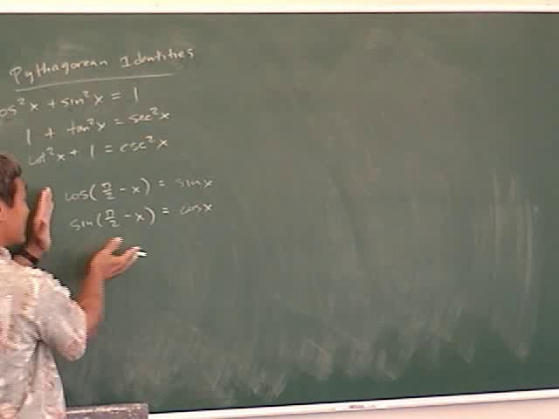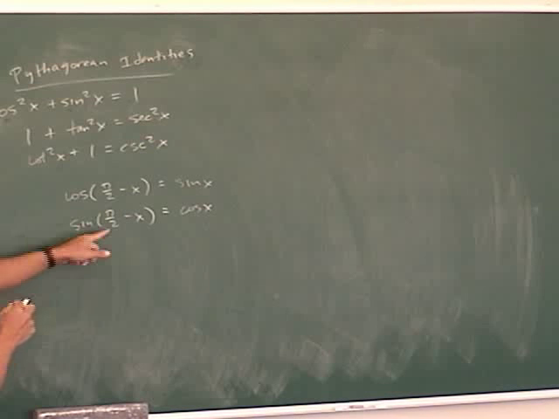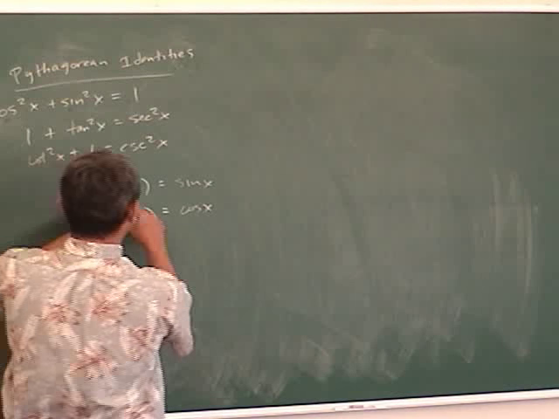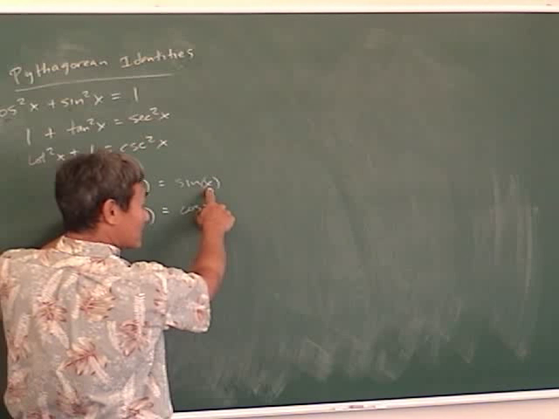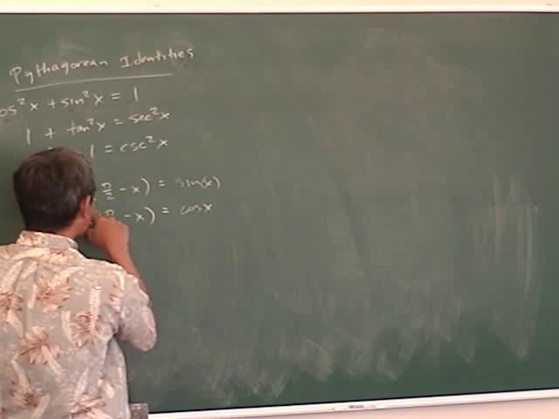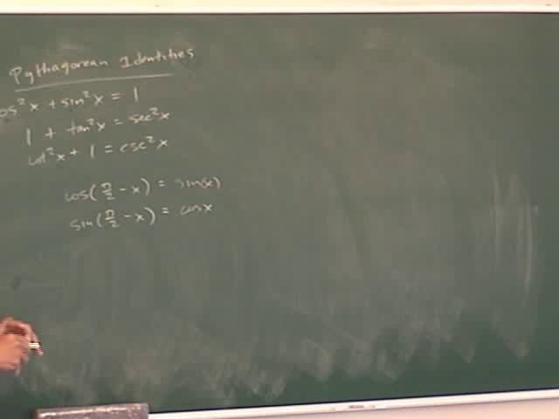What do these identities say right here? If two angles add up to pi over 2 or 90 degrees, then the cosine of one is equal to the sine of the other. That's what this is saying. Look at this angle and this angle right here. Don't they add up to pi over 2, which is 90 degrees? So when two angles add up to 90 degrees, the cosine of one is equal to the sine of the other. That's what these identities are.